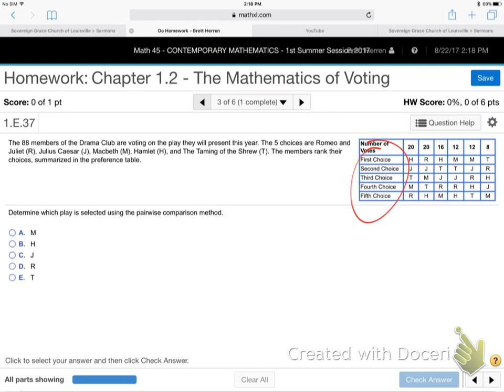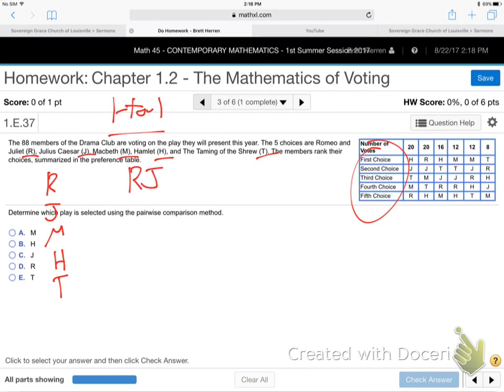So, okay, what are they? What are we going to call them? Well, they have the letters here: R, J, so Romeo and Juliet, Julius Caesar, Macbeth, Hamlet, and Taming of the Shrew. So take those 5 letters and, let me write them over here: R, J, M, H, T. Okay, and do all the one-to-one matchups, right? This is the pairwise thing.